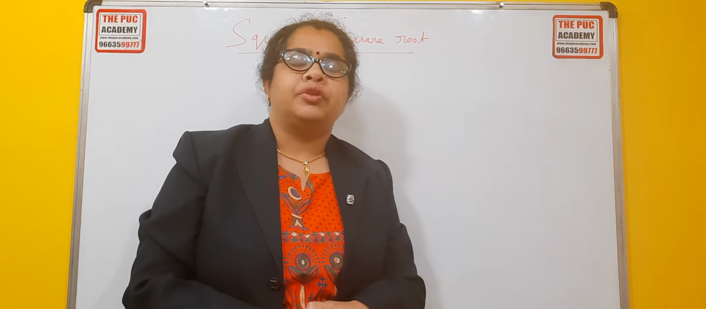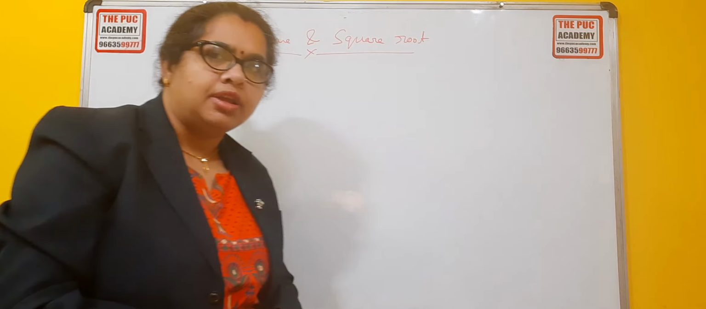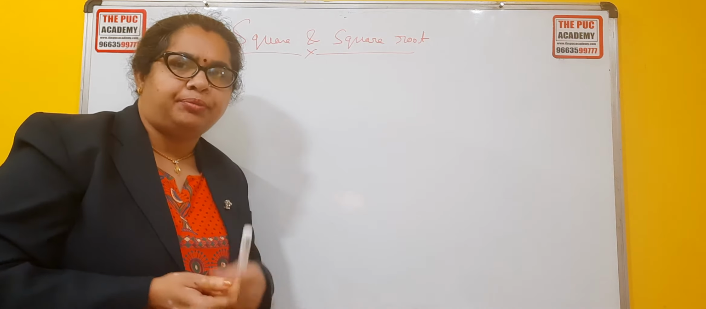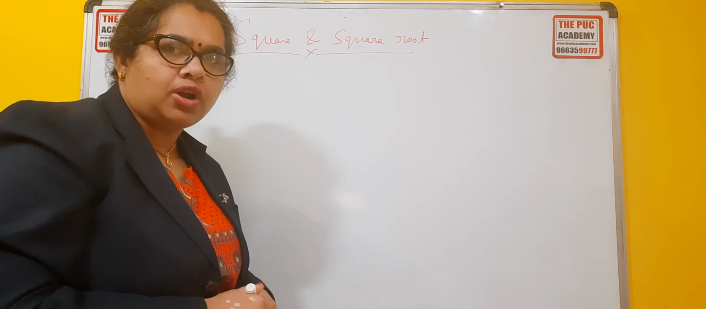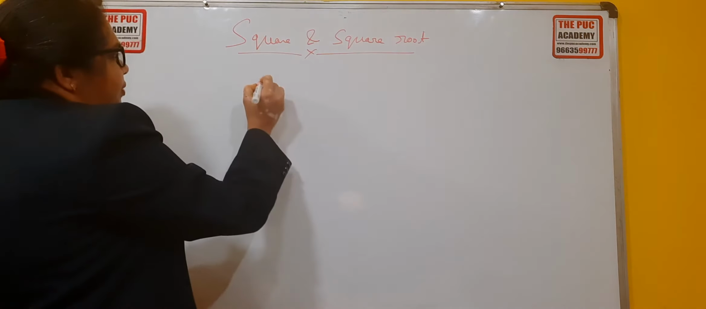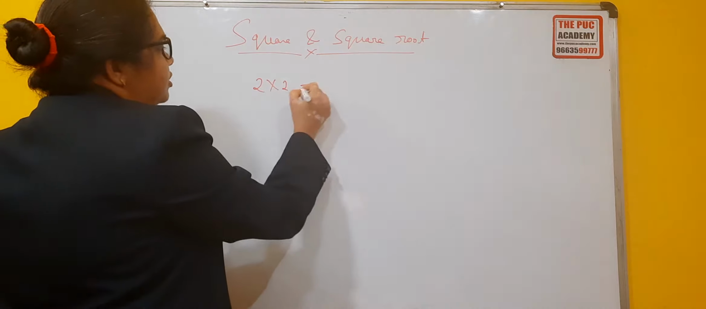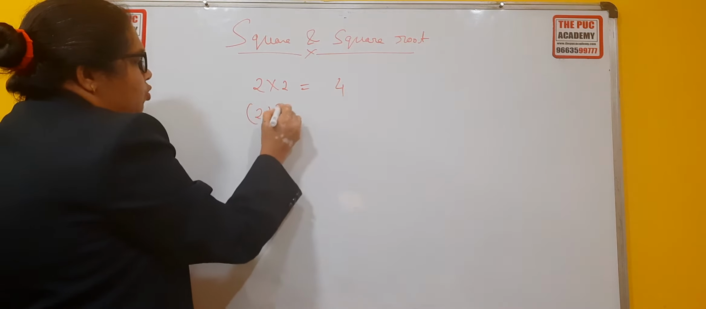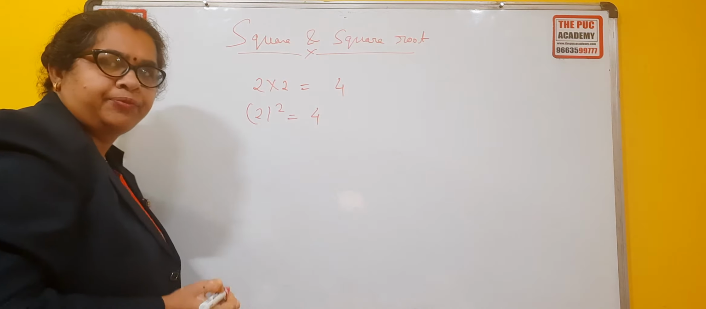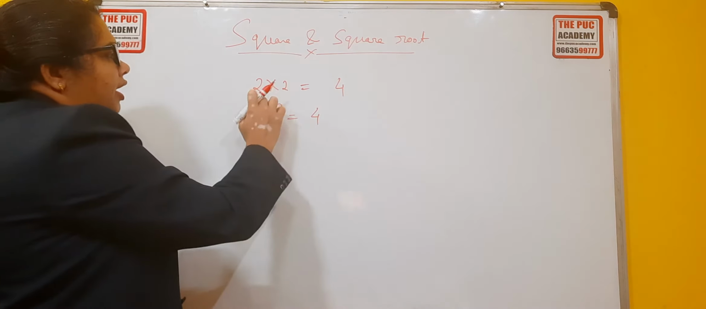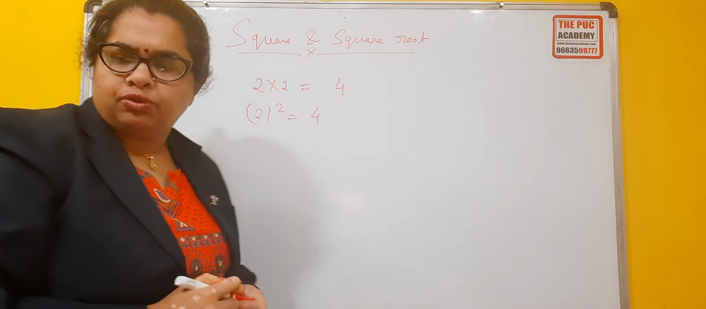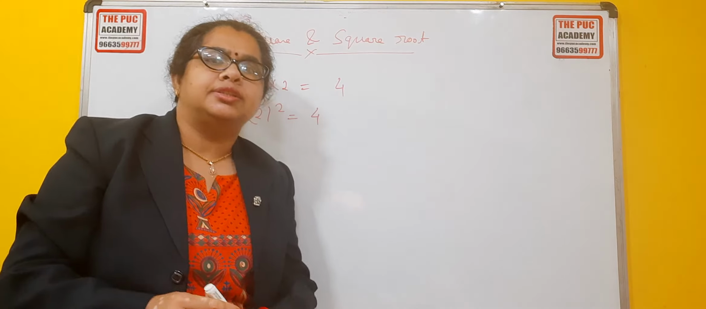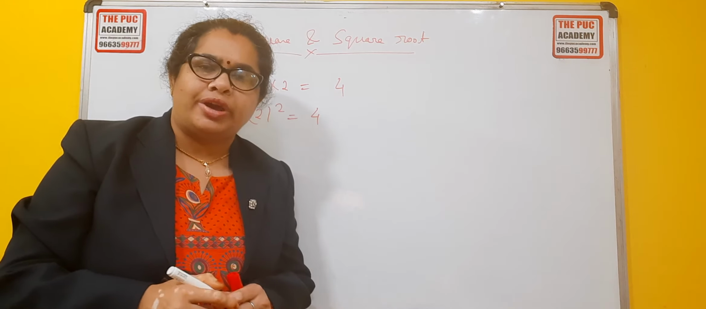Okay children, so what is a square? As you know, when we repeat a multiplication of the same number two times, it is called a square. For example, 2 into 2 is equal to 4, so you can write 2 squared is equal to 4. Correct children? Any number, when we multiply it two times, is called a square.